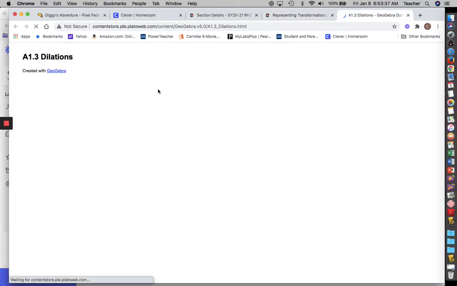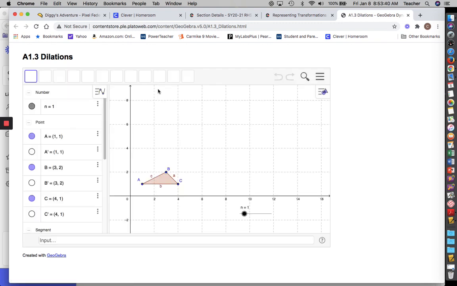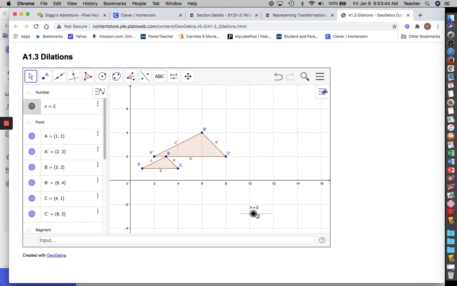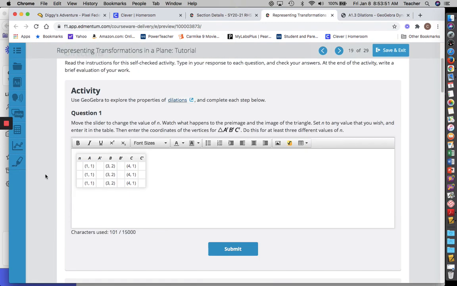Click on my GeoGebra. Okay, so I got a triangle here, and I got a slider. Now I'd imagine it just gets bigger and smaller. All right, so let's see what's going on. Move the slider to change the value of n. N, by the way, is what's called a scale factor. It's how much something increases or shrinks in size. Watch what happens to the pre-image and the image of the triangle. Again, pre-image is the original, image is the new.